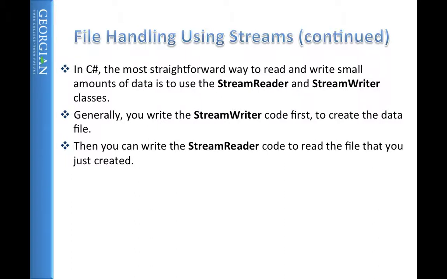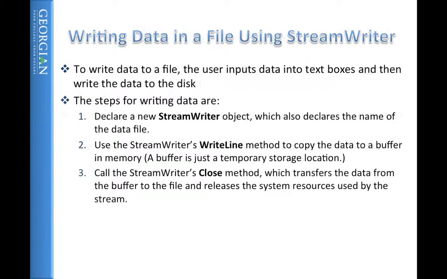Again, there's two main methods that we're going to use. There's one called StreamReader in this particular course, anyway, and another one called StreamWriter, right? So different kinds of file handling for the streams. StreamReader and StreamWriter. There's other ones as well. So here are the steps. We need to declare a new StreamWriter object when we're writing a file, okay? Which also declares the name of the data file, okay? And then we use the StreamWriter's WriteLine method. That's just like the method we use for Console.WriteLine, StreamWriter.WriteLine, and we write to the file as opposed to the console or somewhere else, okay?